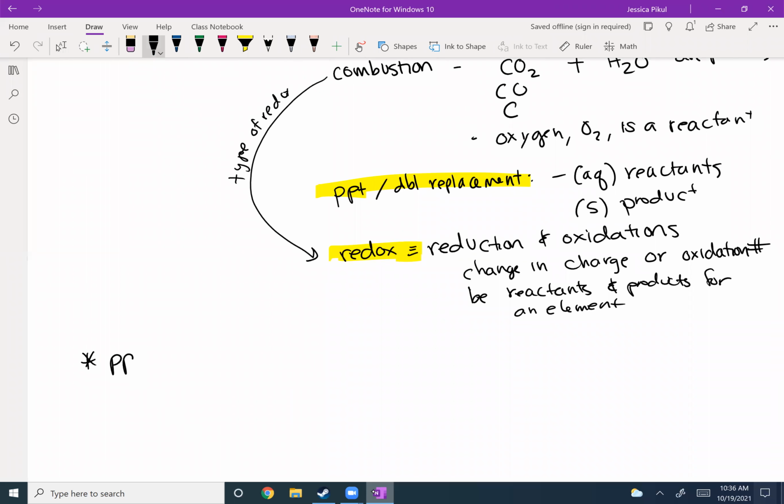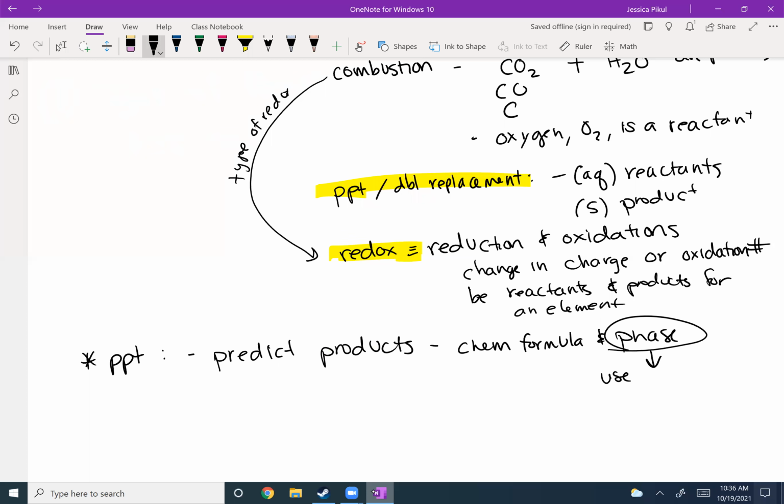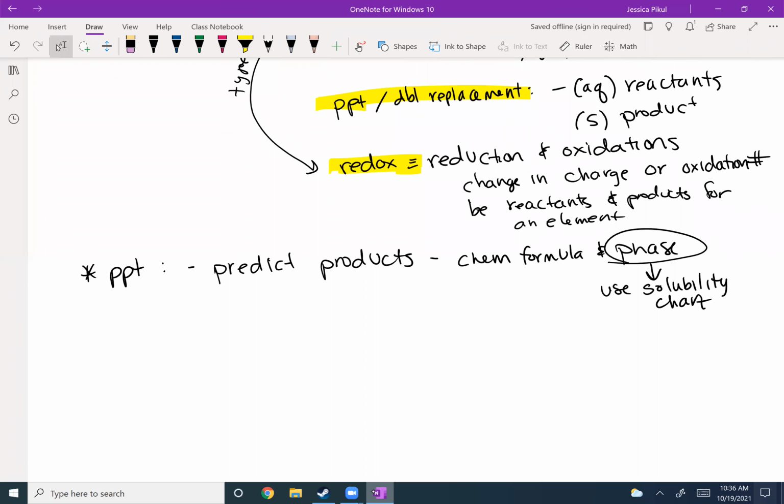For precipitation reactions, I expect that you can predict the products, the product's chemical identity, and also the phase. For the phase part, you're going to need to use a solubility chart, which is in your book and the lecture notes, hopefully. Yes, definitely. You're always going to have to reference that. You can memorize the solubility rules, but it doesn't seem worth it. I remember memorizing them, but it was annoying.